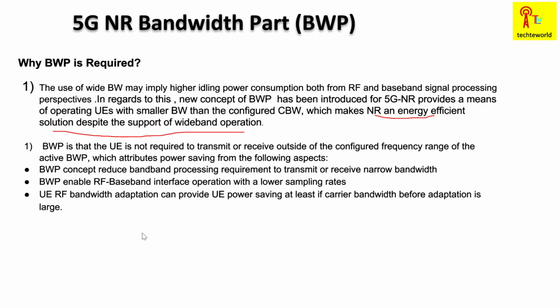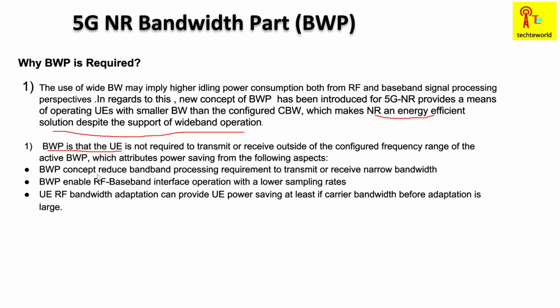The bandwidth part feature is designed in such a way that the UE is not required to transmit or receive outside the configured frequency range of that active bandwidth part. For the active bandwidth part, whatever frequency range has been assigned, the UE does not have to receive or transmit outside that particular frequency range, which contributes to power saving.